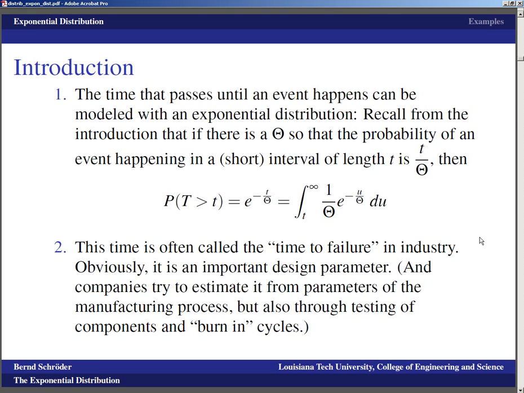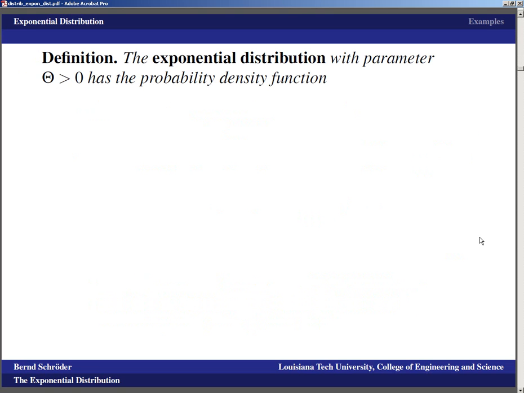Okay, so how do we define this thing? Well, we define it exactly the way we've just seen on the previous panel. The exponential distribution with parameter theta greater than 0 has the probability density function f theta of t, so it depends on that theta, and it's 1 over theta e to the negative t over theta for t greater or equal than 0, and it is 0 otherwise.